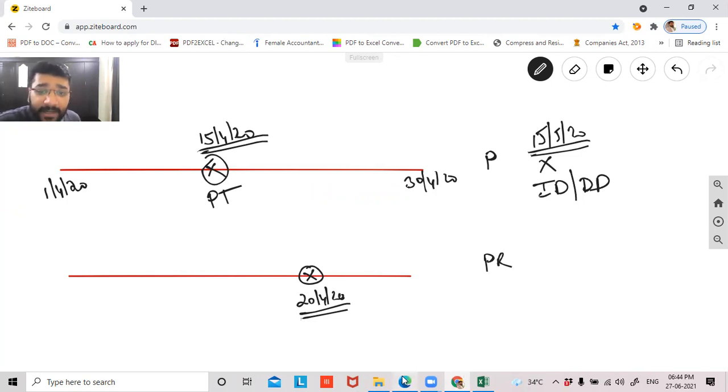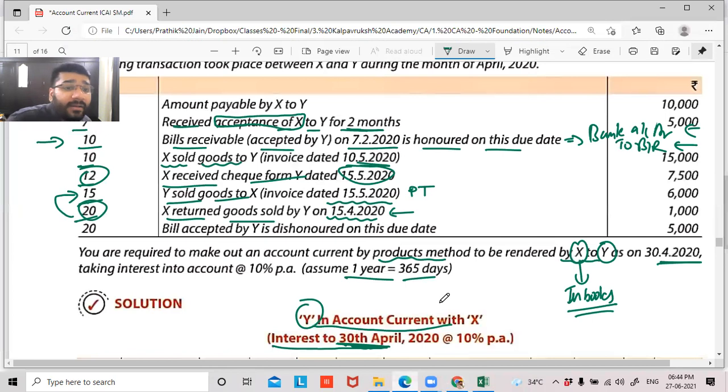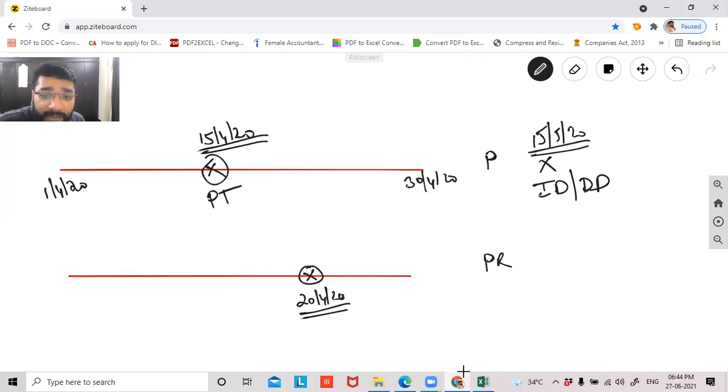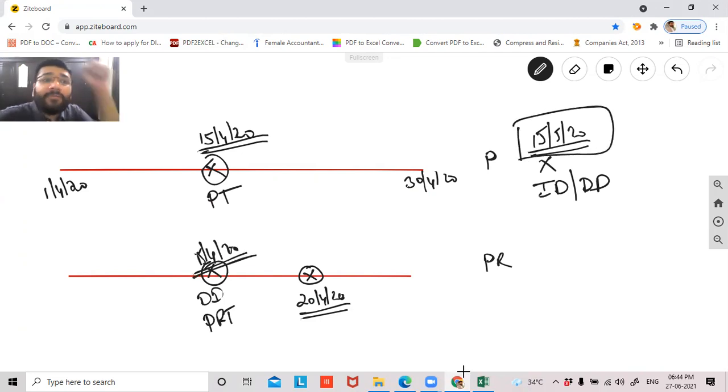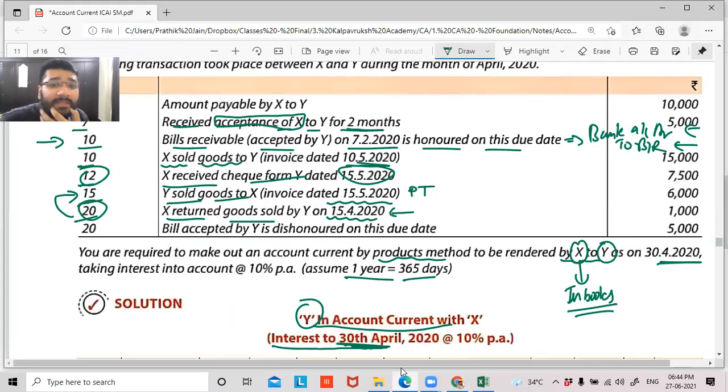Now, what you are telling is that, sir, my return is happening on 20 April, and here 15/4/2020 is the due date. If you take the due date of the purchase return transaction as 15/4/2020, will it be correct? Your purchase itself is due on 15/5. Can you take your purchase return due on 15/4? Is it possible? First of all, do you agree with this, guys? This is my purchase transaction, and this is my purchase return transaction.